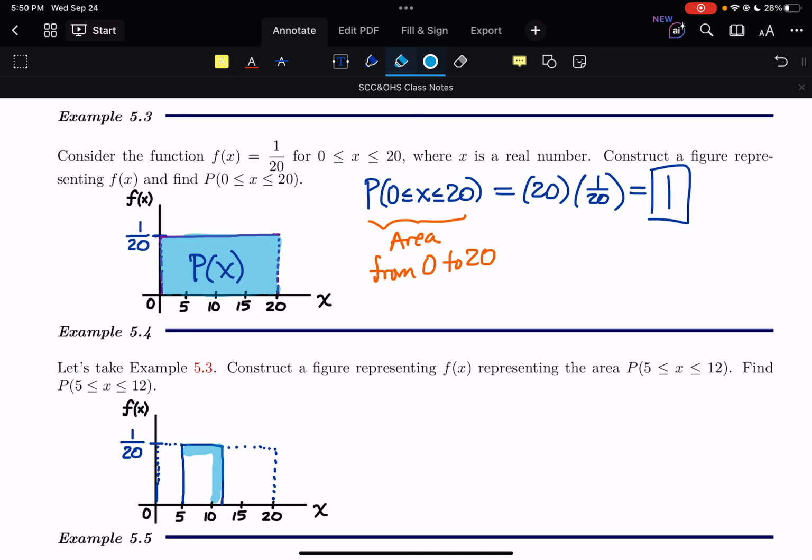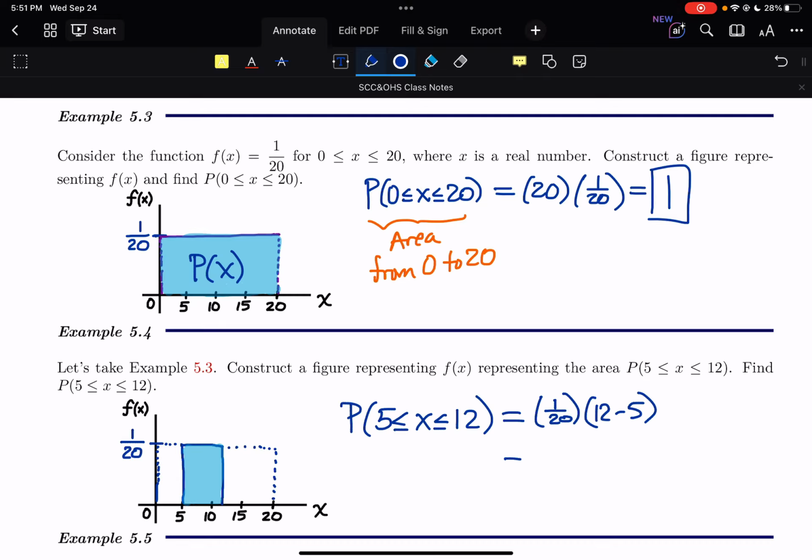So this is the section we need to find the area of, and that'll tell us the probability, the likelihood that our x value will fall between 5 and 12. So probability that x is between 5 and 12. Let's see, the height is 1 over 20. The width is 12 minus 5, which is 7. So we get 7 over 20, which is 0.35. So there's a 0.35 chance that our randomly selected value would fall between 5 and 12. Okay, so about a 35% chance of that happening.